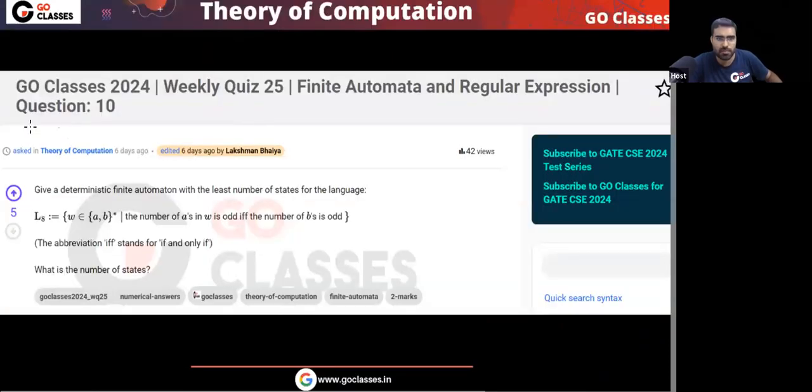Question number 10. This is similar to the previous question. Question number 9 and question number 10 are similar, so you can solve this question also. The answer will be 2. Tell me what the language in this question will be. Question number 9 and question number 10 have the same language.